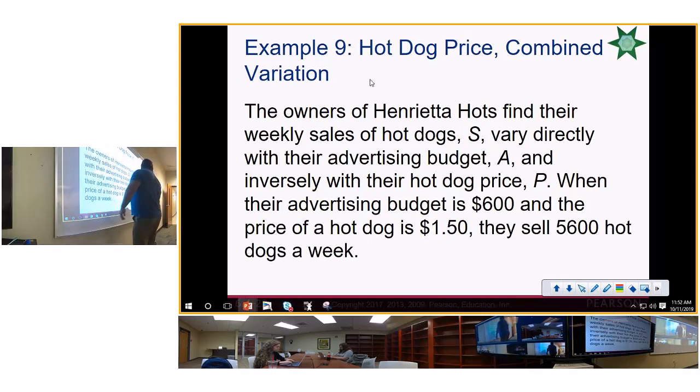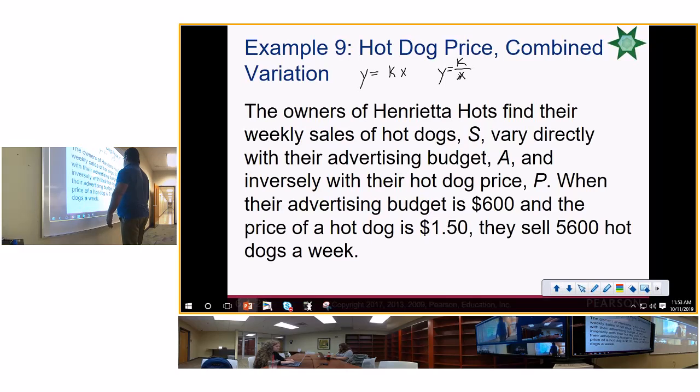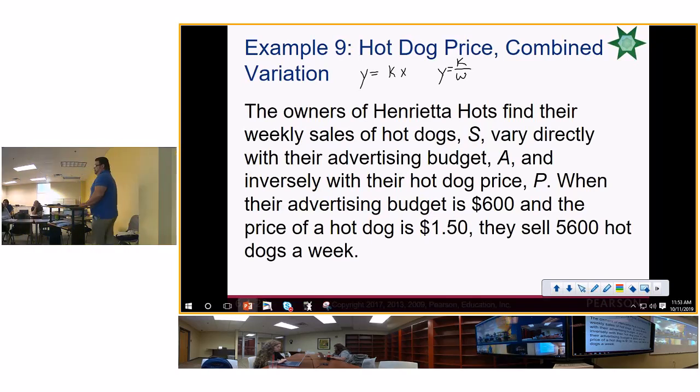Y is equal to K times X. And what is inverse? Y is equal to what? K over X. But you can't use X. You're going to have to use something else because what's X over X? It cancels. So you can't use the same one. So I'm going to use W or W, depending on where you're from. And I want you to merge those two together and do the problem.